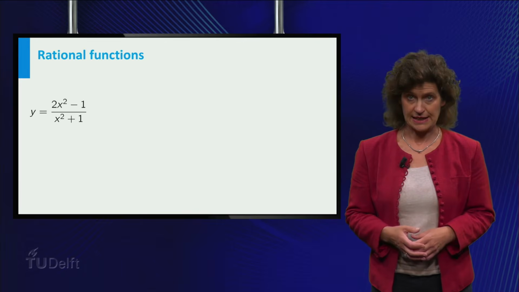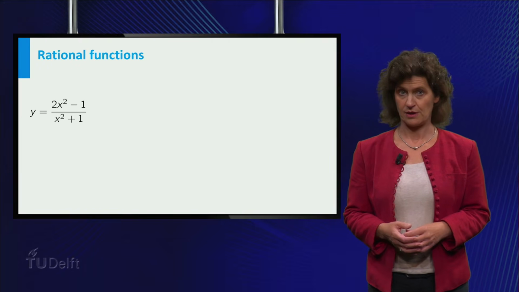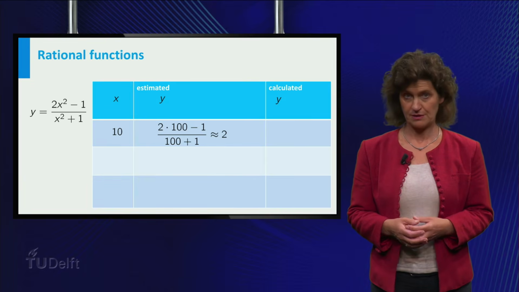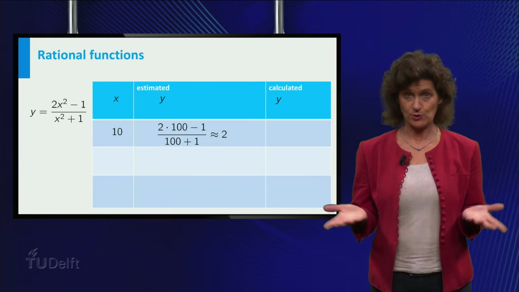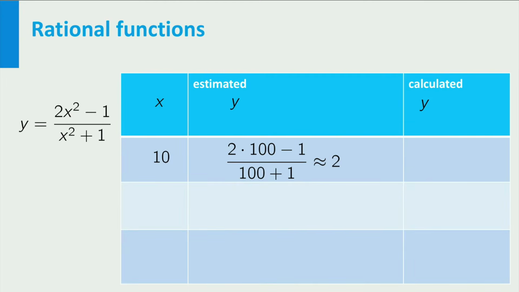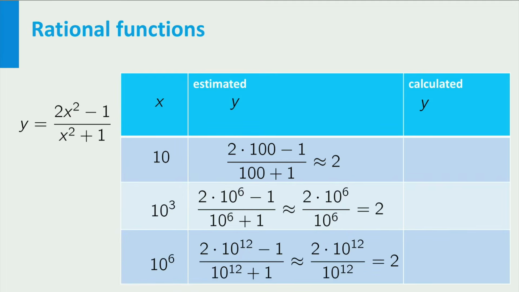Now here is an interesting case. The rational function 2x squared minus 1 divided by x squared plus 1. First, let's plug in some large values of x to see what happens. If I don't have a calculator, which is the case right now, I would estimate the value of y like this. For x equal to 10, you get 200 minus 1 in the numerator on top and 100 plus 1 in the denominator, which is roughly equal to 200 divided by 100, which is equal to 2. For x is 1000, you get something like 2. And for x is 1 million, you also get 2.